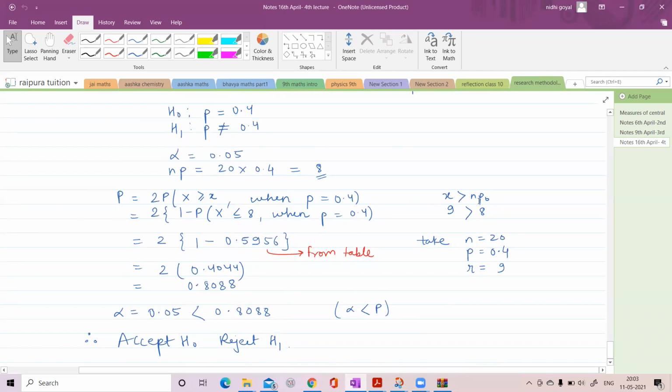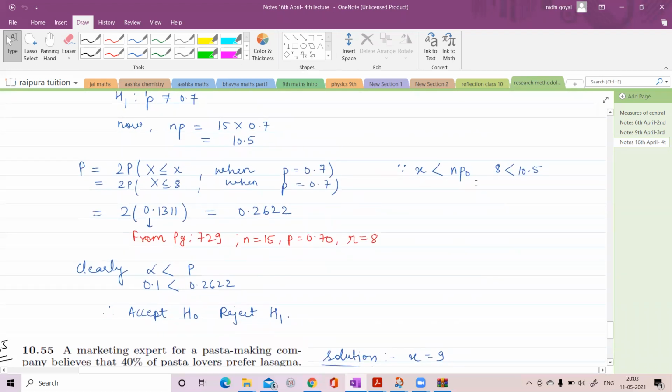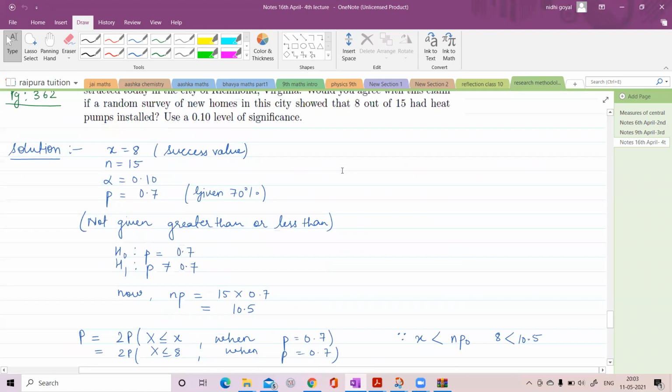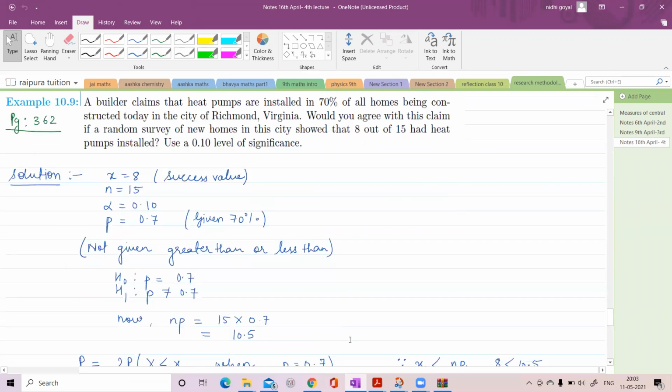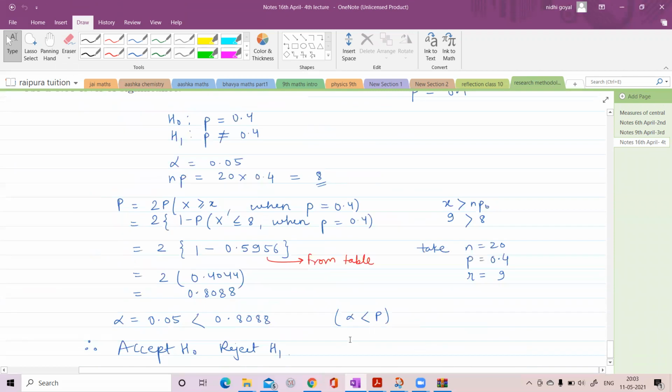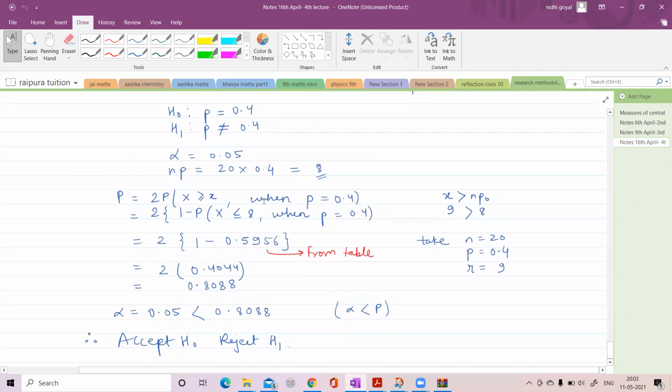If x is greater than np naught or x is less than np naught. If x is less than np naught, then we use this formula. Like here it is shown that if x is less than np naught, then we are using this formula. And if x is greater than np naught, then we are using this formula. So when it is given that x is greater than np naught, we will be using this formula, and for calculating this, we can calculate 1 minus probability of, where we just have to reverse the signs. And we will be calculating the value of this using the formula.